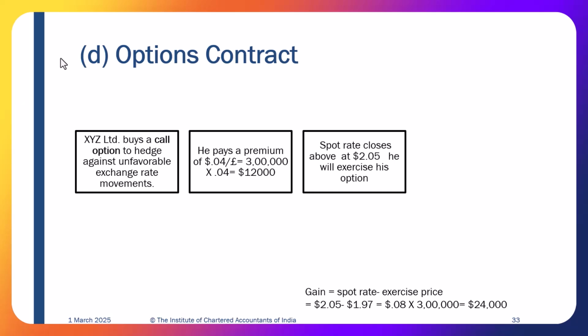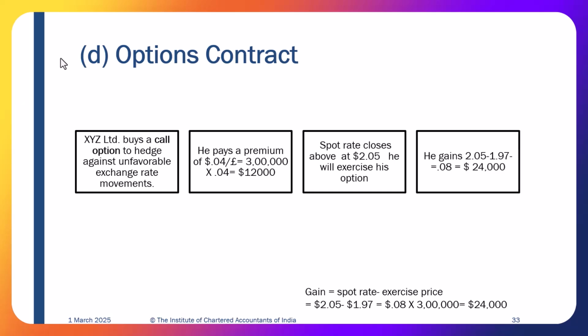Suppose the expected rate was 2.05, which I mentioned in the question. Assume that the rate closes at that rate. Which means the rate has gone up and he is making money because he bought at 1.97. What was the strike price? 1.97 was the strike price. If you go back and check, 1.97. So the rate has gone up to 2.05. He is sitting on a profit, so he will exercise his option. In case it had gone down, he would not. But now he is going to exercise.